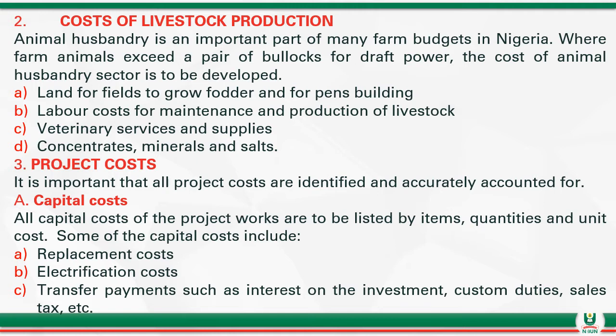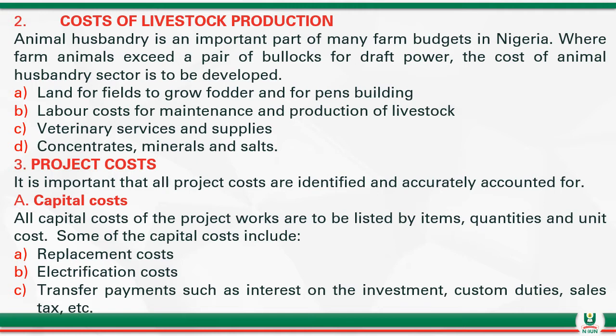So we also consider the costs incurred. One, land for fields to grow fodder and also for fence building. Two, labor costs for maintenance and production of livestock. Three, veterinary services and supplies. Four, concentrates, minerals and salt. All those things constitute a cost in livestock production.